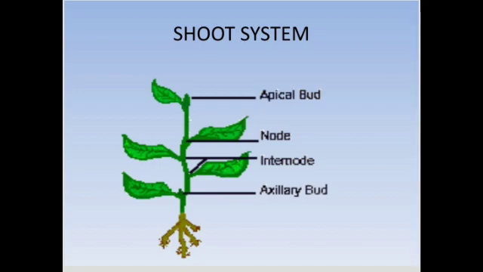So these are the shoot system which is present above the soil, and the plant part which grows below the soil is called root system that we already saw. Now the plant part which grows above the soil is called the shoot system. We can see stem, leaves, flowers, fruits and other plant parts in the shoot system.